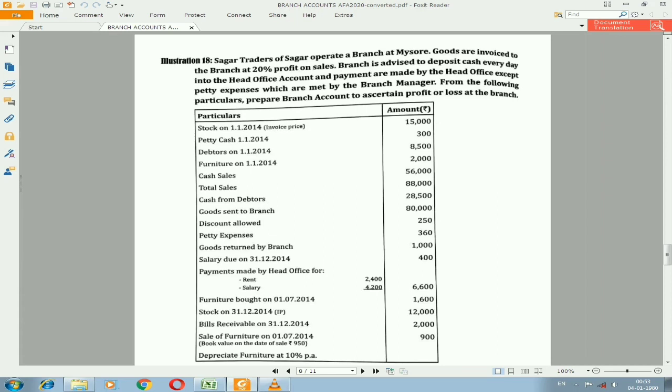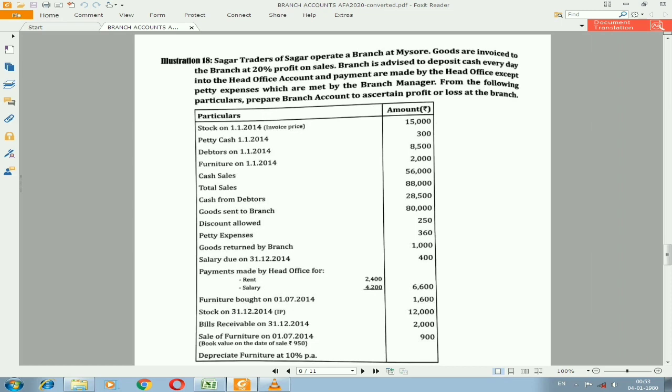So only petty expenses will be paid by the branch manager, which we are supposed to deduct from the income they have generated while taking the closing balance of petty cash. From the following particulars, prepare the branch account to ascertain profit or loss at the branch. Then we have stock on 1/1/2014, 15,000. Petty cash, we have a balance of 300.